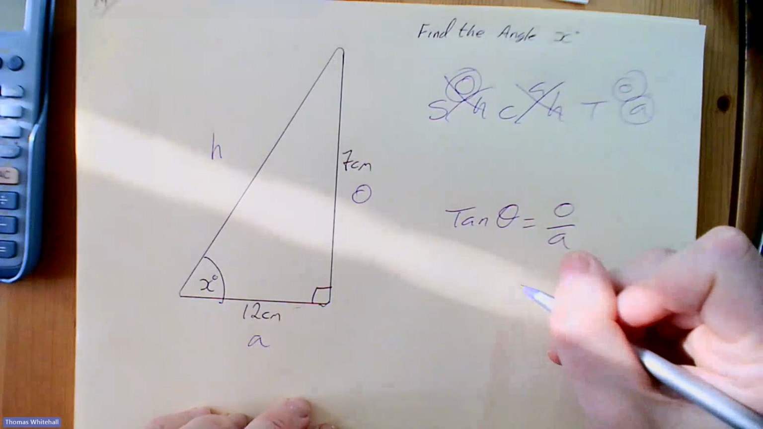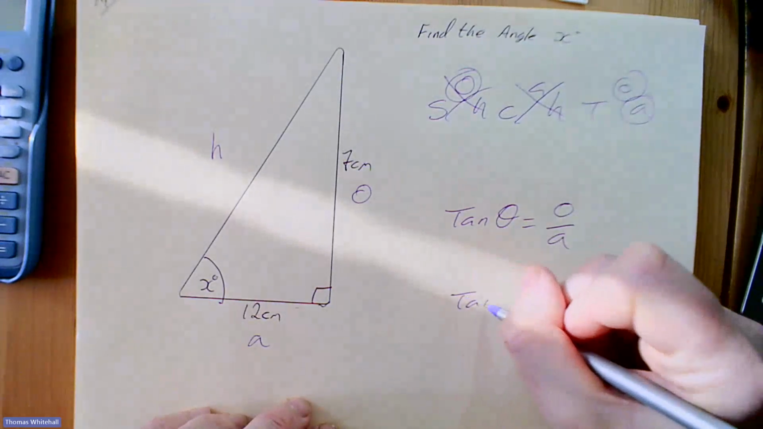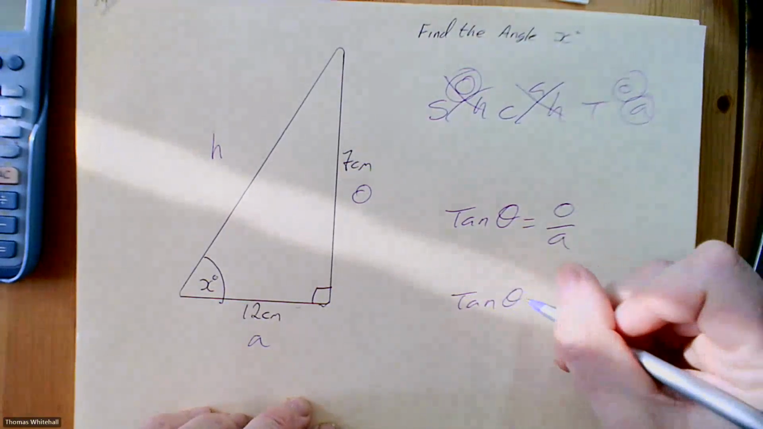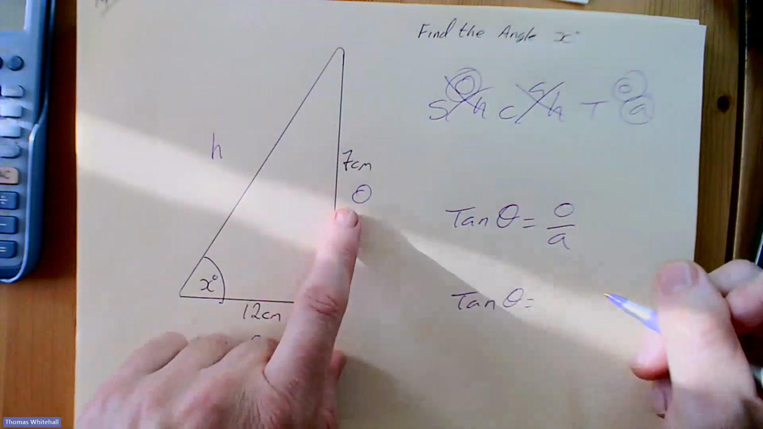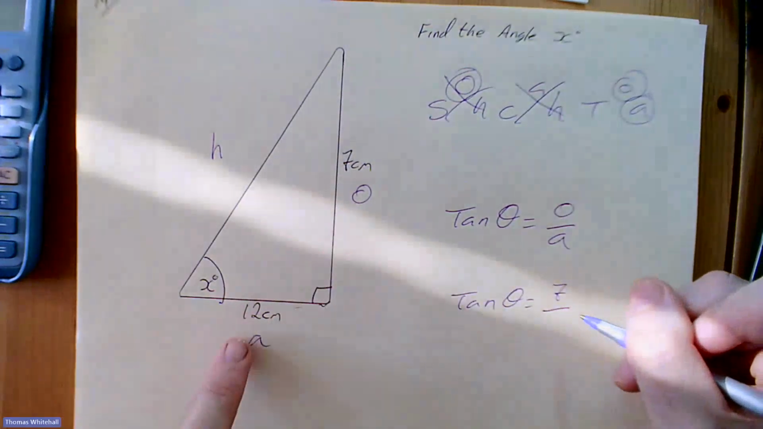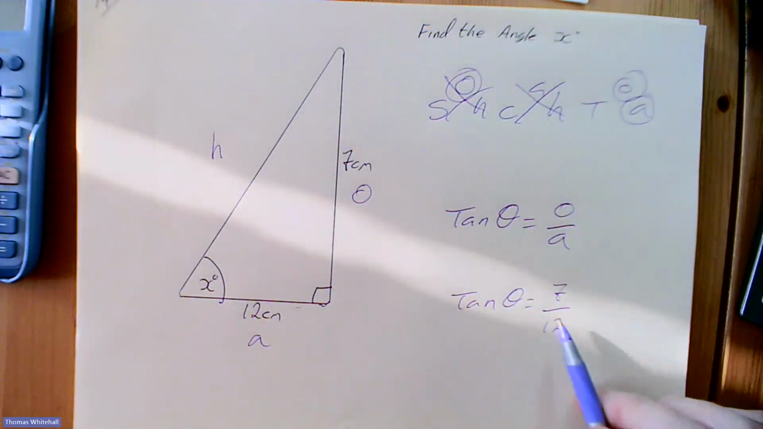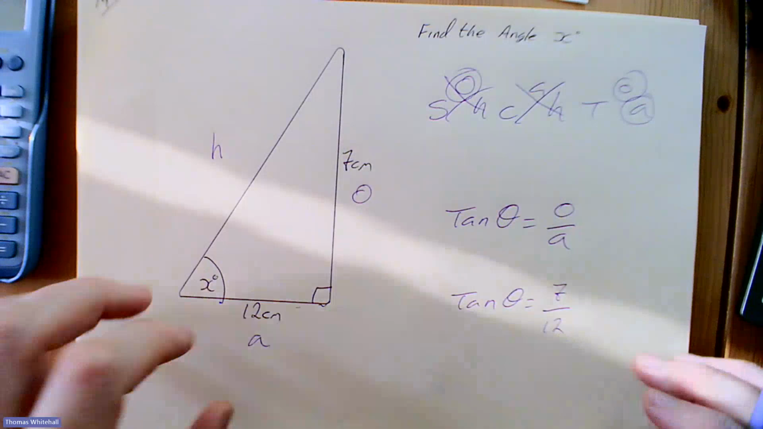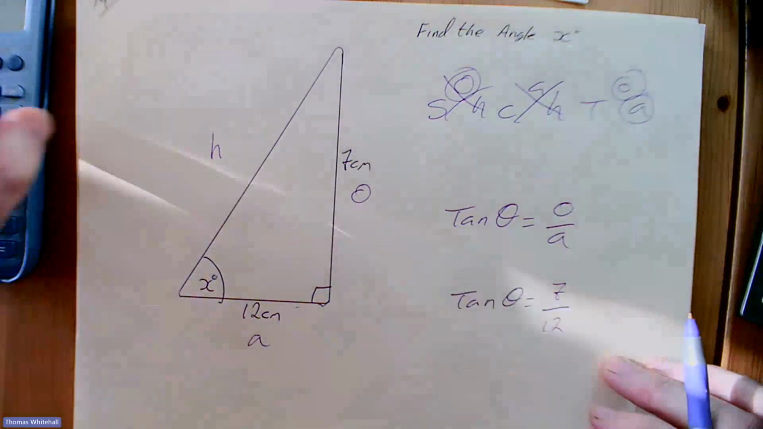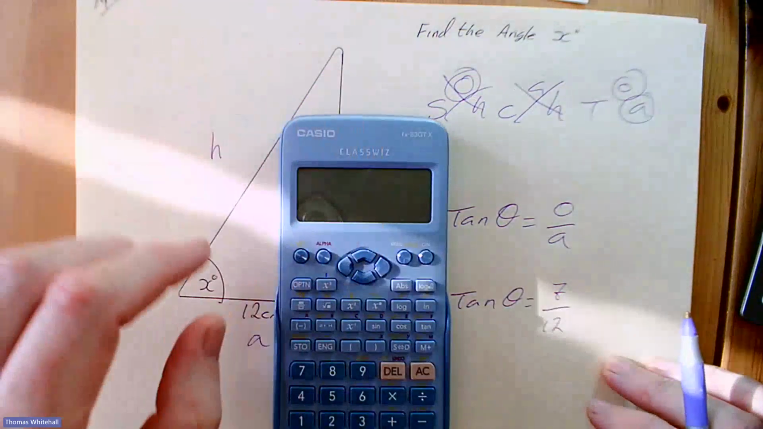We can substitute that. So we know that the tan of the angle is equal to, and the opposite is 7, and the adjacent is 12. So that gives us an idea of what it will be equal to. But now this is where we step in with the calculator, and we only change one thing.